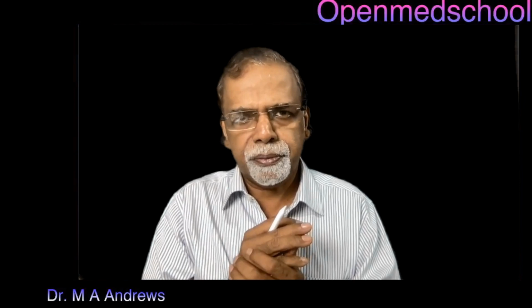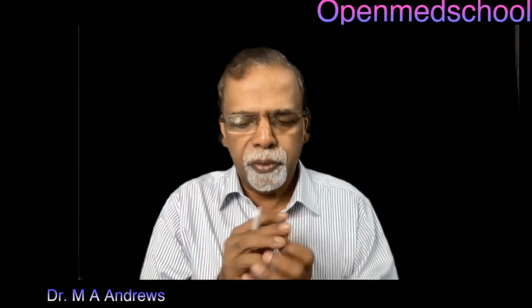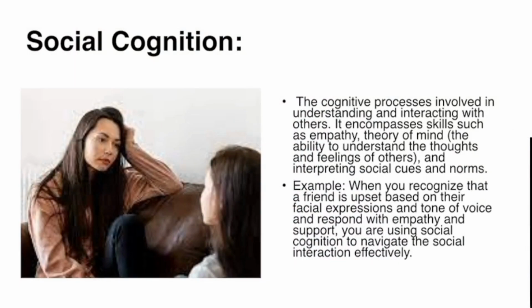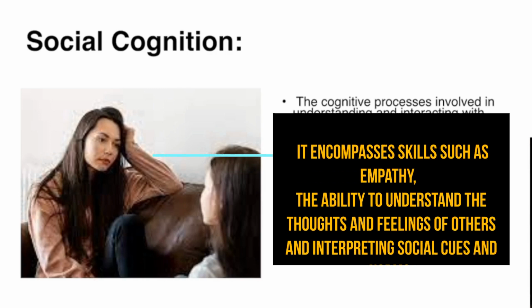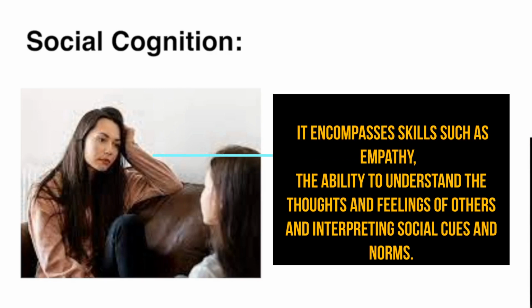Now we come to the next one, social cognition. Social cognition is very important for communication. Here the cognitive process is going on to understand and interact with others. It encompasses skills such as empathy and theory of mind, that is being able to read somebody's mind, their thought process and feelings, and interpret the cues and norms.